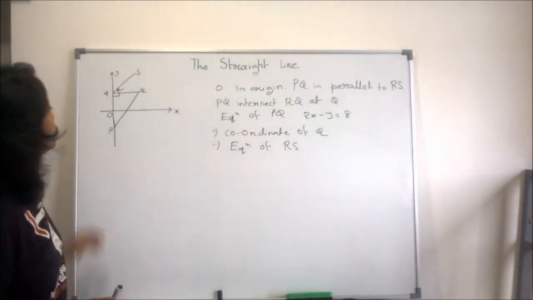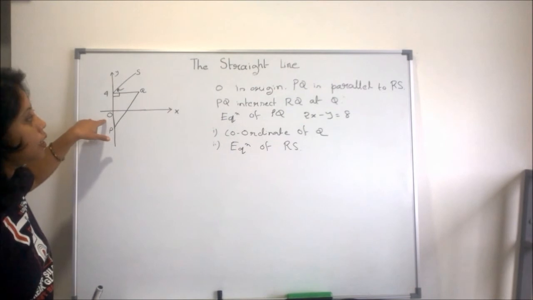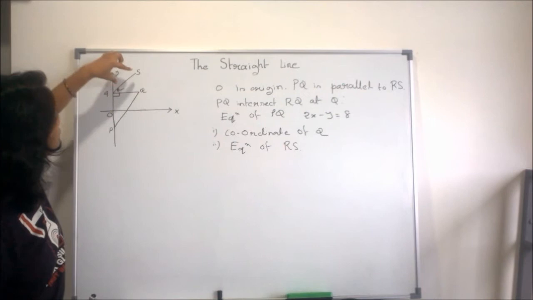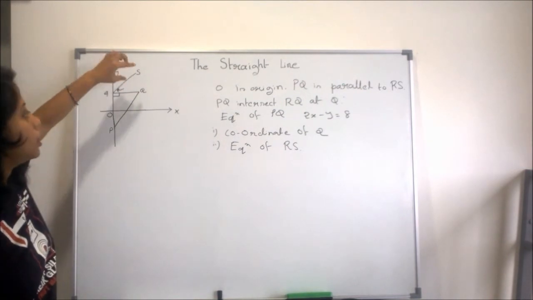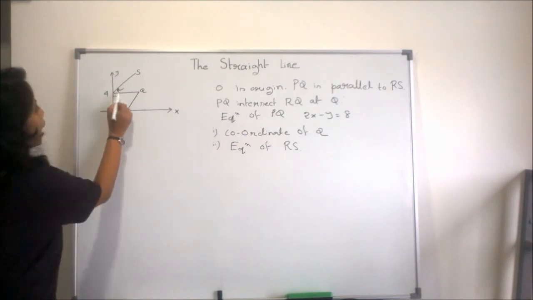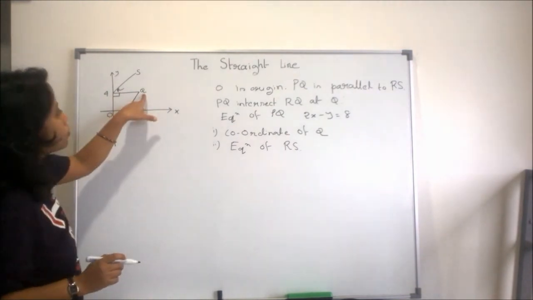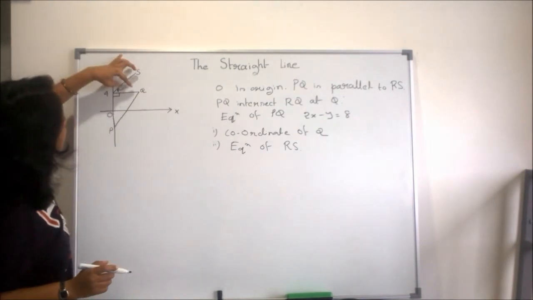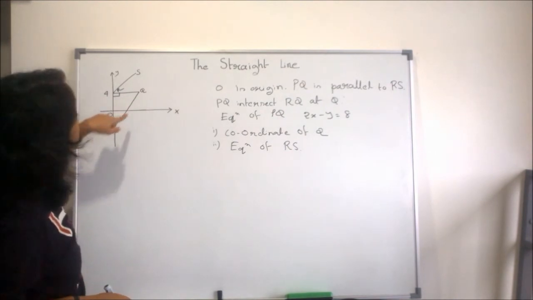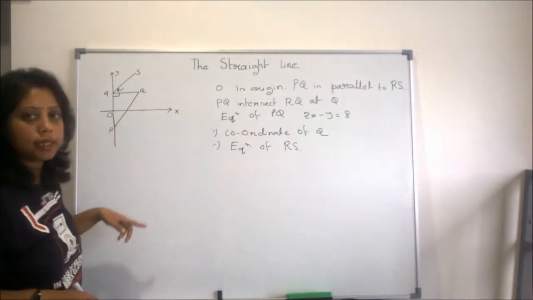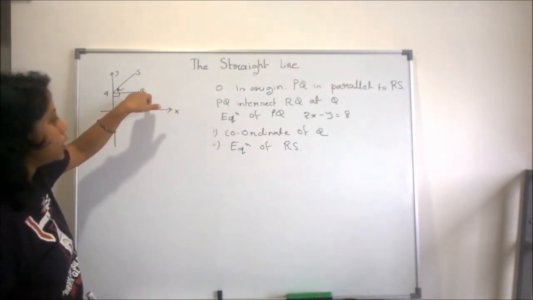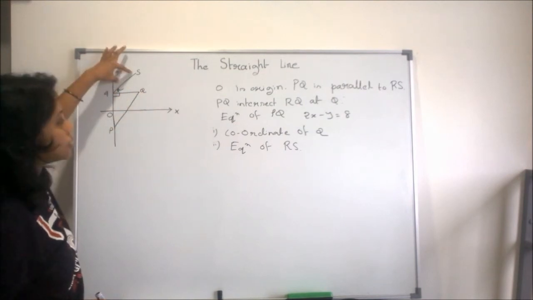Look at this diagram where O is the origin. PQ is parallel to RS. PQ intersects RQ at the point Q. And the equation of PQ is given: 2x minus y is equal to 8. We have to find out the coordinate of Q and the equation of RS.